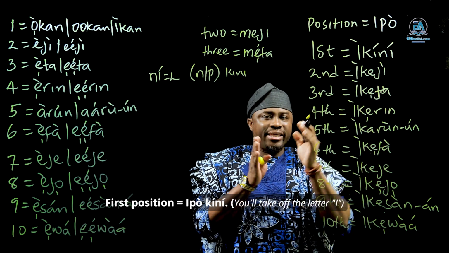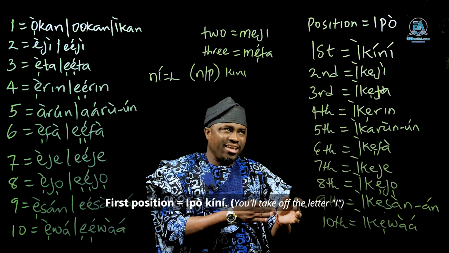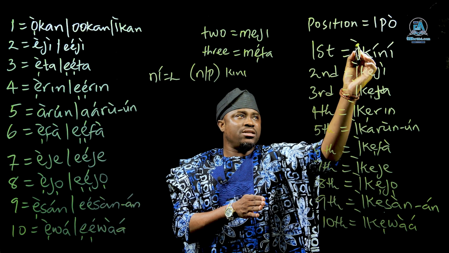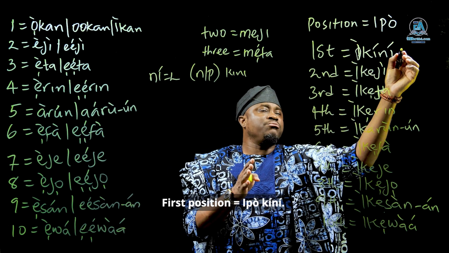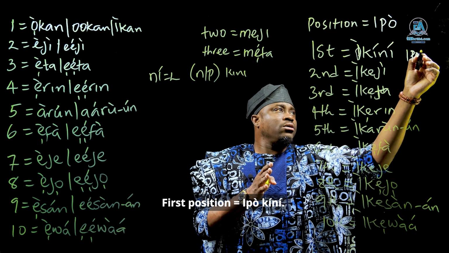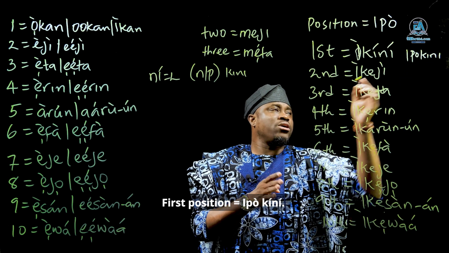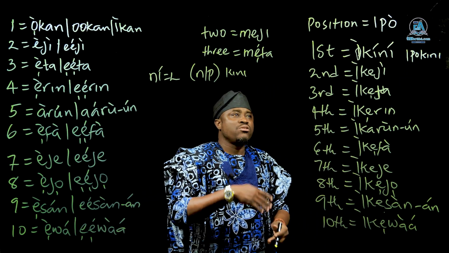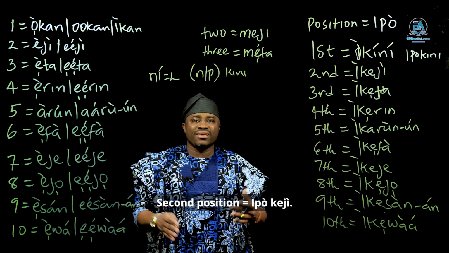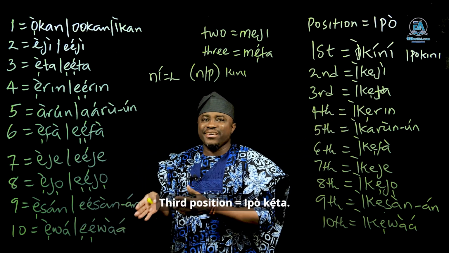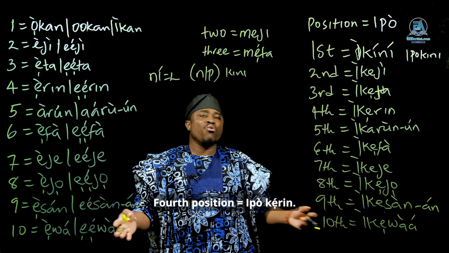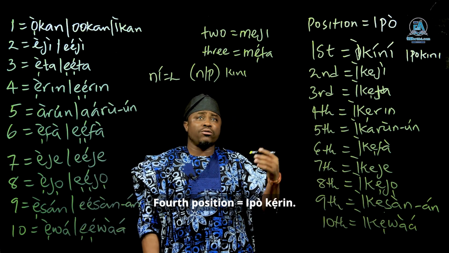For example, if you want to say first position, it becomes ipò kíní. You take this off. So first position becomes ipò kíní. Second position becomes ipò kejì. Third position becomes ipò kẹta. Fourth position, ipò kẹrin, and so on.